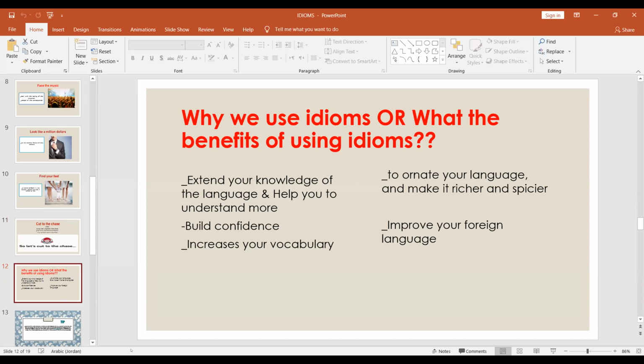Okay. Why do we use idioms, or what are the benefits of using idioms? We use them to enhance our language and make it richer and spicier. Also, it improves our foreign language by extending our knowledge of the language. It helps us to understand more and build confidence by increasing our vocabulary and expressions.